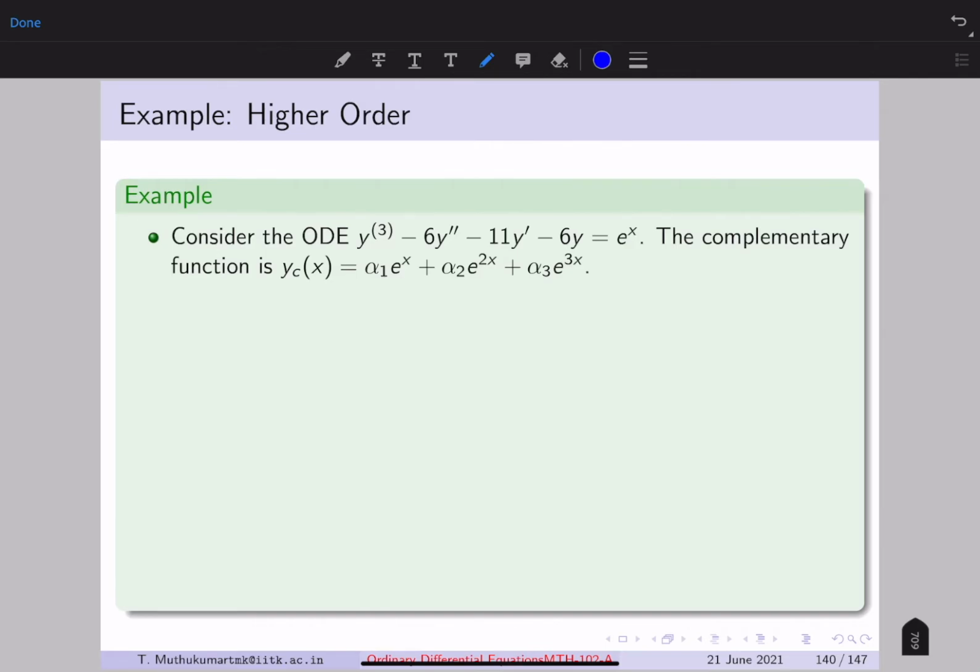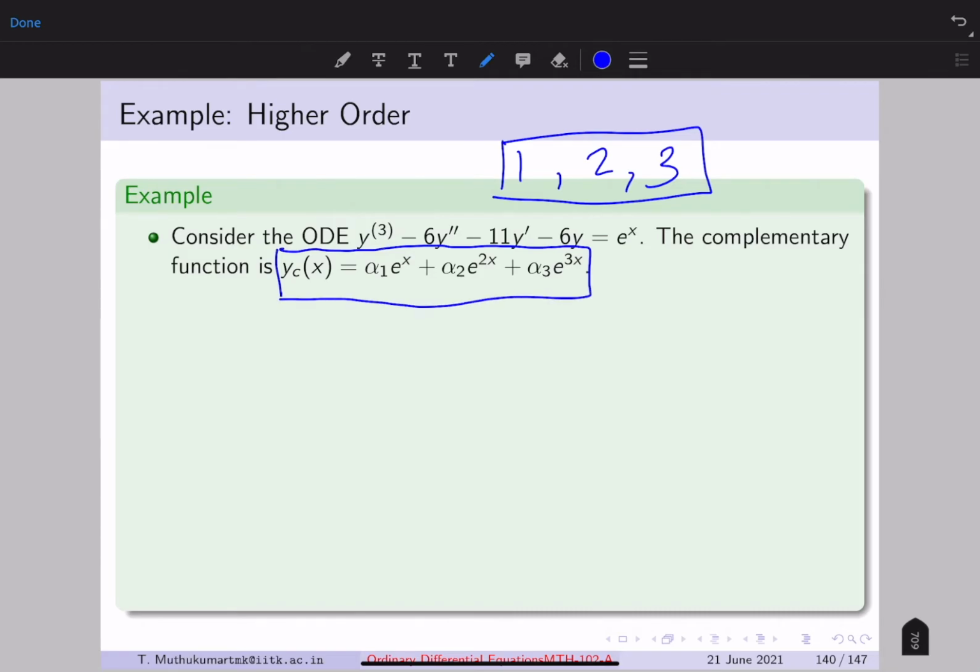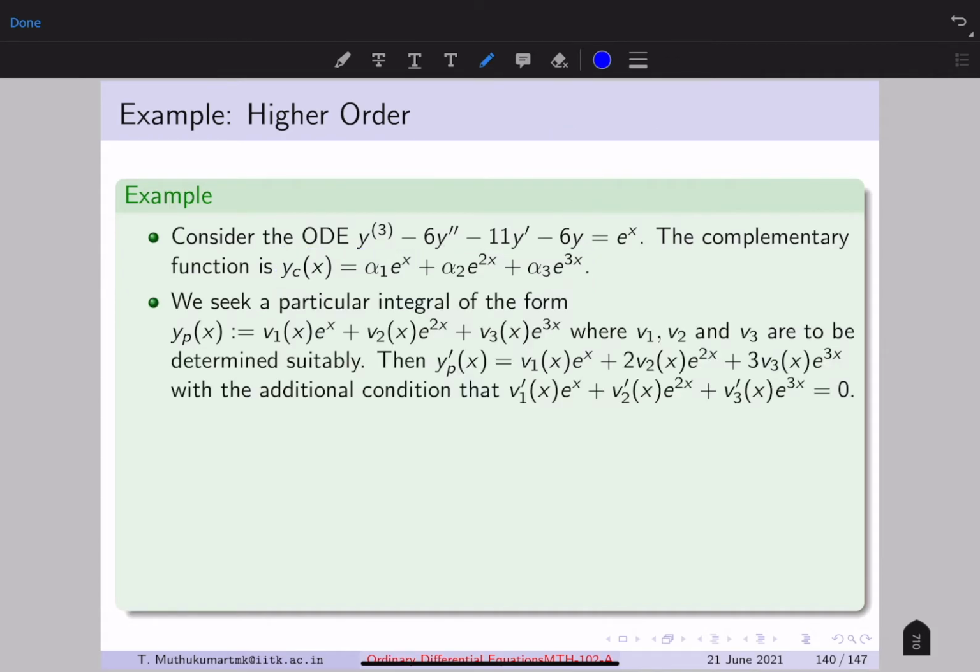Okay, so this is a constant coefficient ODE with e power x here. If you look at the corresponding homogeneous equation, you will get a three degree polynomial, a cubic equation, which if you solve, you get three roots, 1, 2 and 3, which are real distinct roots. So you get your complementary function to be this linear combination of e power x, e power 2x, e power 3x. Now to find the particular integral, you choose yp to be v1 times e^x, v2 times e^2x, v3 times e^3x. So you have three unknowns that you need to find.